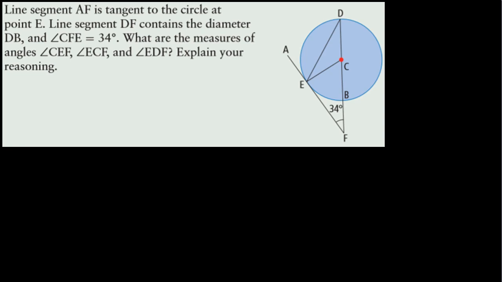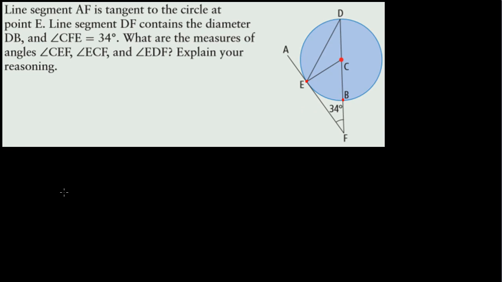Okay, so carrying on with the tangent lines and some other angle properties, got another type of question here. Line segment AF is tangent to the circle at point E. That's an important point right here, point E. The line segment DF contains a diameter DB. Another important point there. And angle CFE is 34 degrees. What are the measurements of angle CEF, angle ECF, and angle EDF?